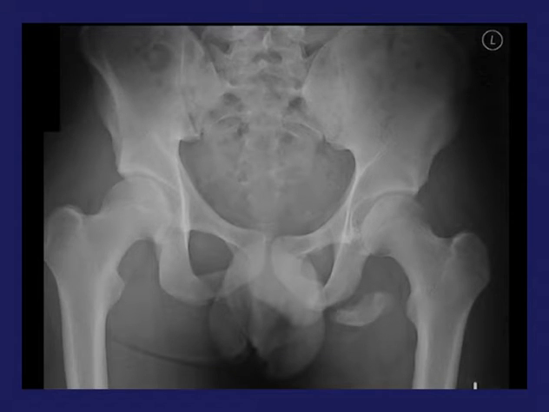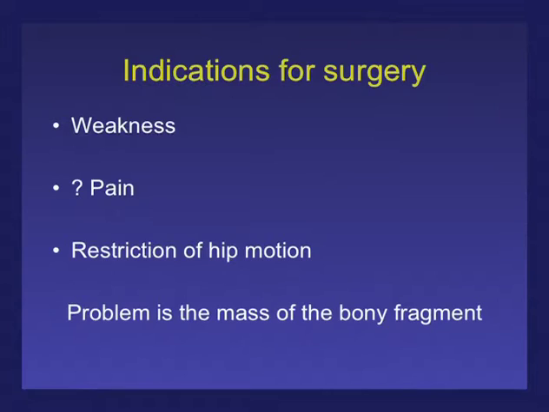So if they come to see you with sitting discomfort, operating on them and just sticking it back in place won't cure that. So you either say you can't help those people, or you go through a rather complicated process of trying to thin that piece of bone down and then get it back to where it came from, which can be difficult. So the indications for surgery are those often who have a re-injury and develop weakness when they used to function pretty well. Sitting pain particularly is difficult to cure. You can cure sciatic neuralgic pain with careful dissection of the nerve, and you can help restriction of hip motion. But as I say, the problem is the mass of the bony fragment.